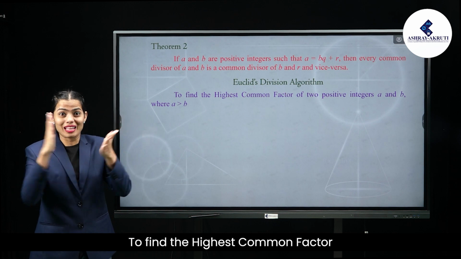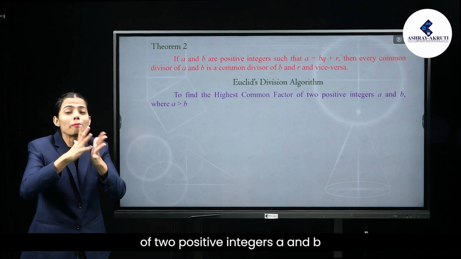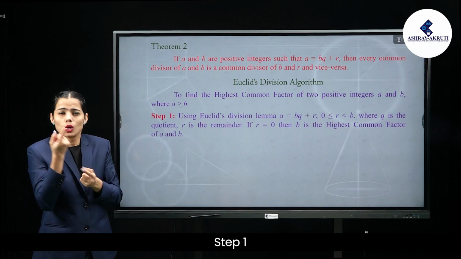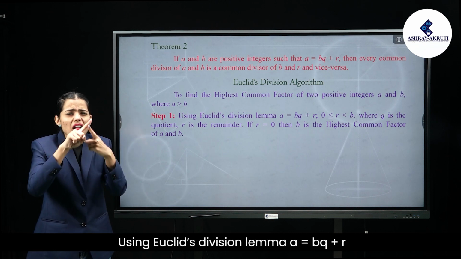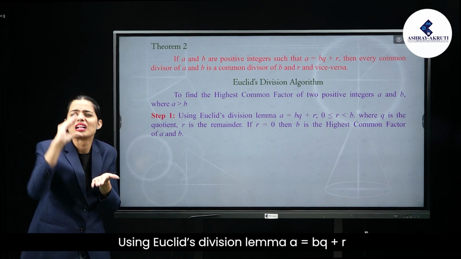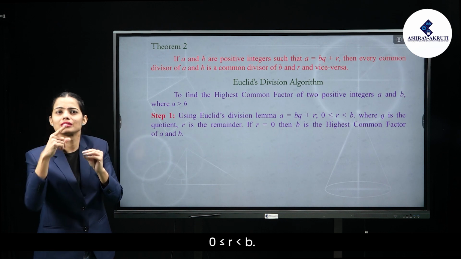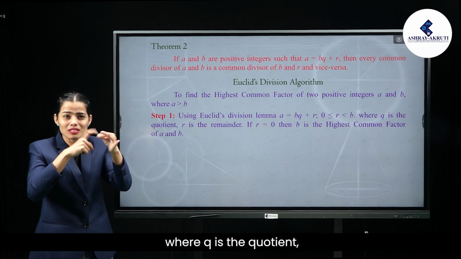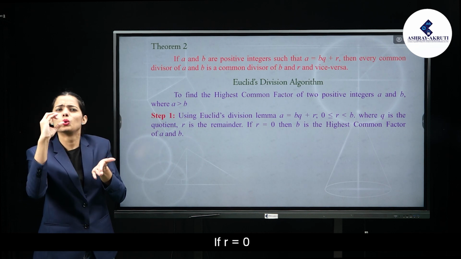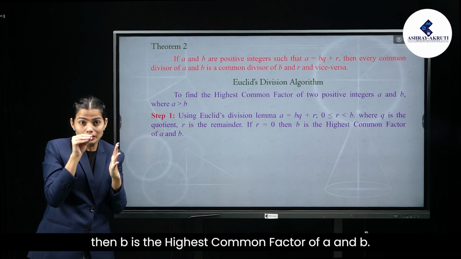To find the highest common factor of two positive integers A and B where A greater than B. Step 1. Using Euclid's division lemma, A is equal to BQ plus R, 0 less than or equal to R less than B, where Q is the quotient, R is the remainder. If R is equal to 0, then B is the highest common factor of A and B.